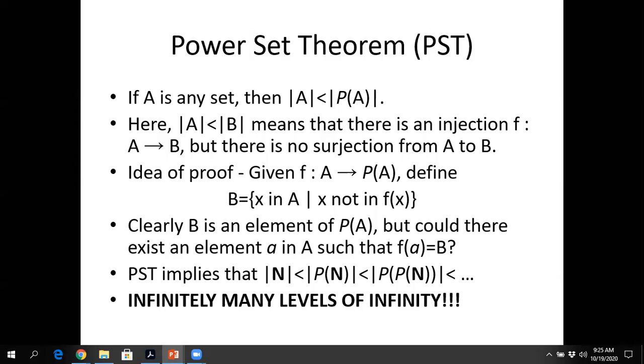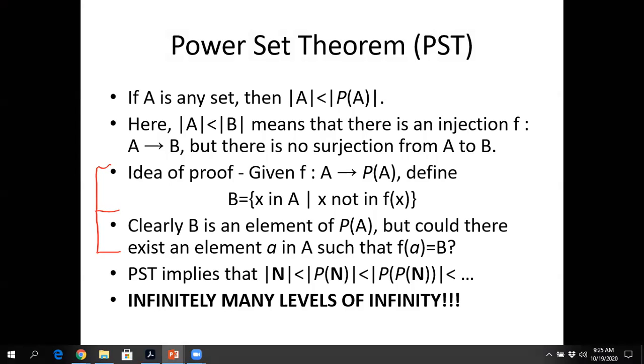Here, size of A less than size of B means that there is an injection, that is a one-to-one function from A to B, but there's no surjection, right? There's an injection, there's something that's one-to-one, but not onto, okay? And I said that I wanted to revisit this part of things, namely that the idea of the proof is basically right here. And I want to revisit that, okay?